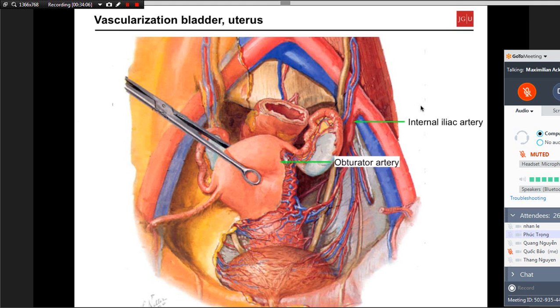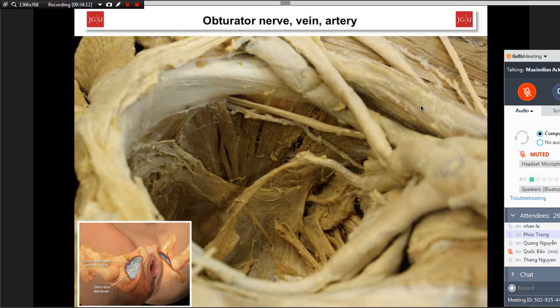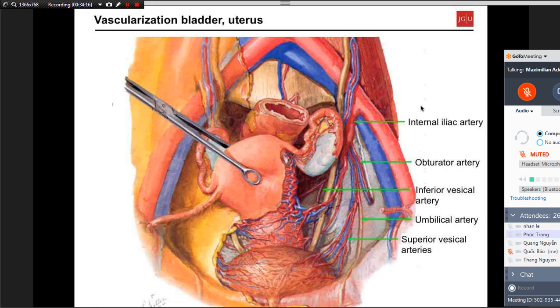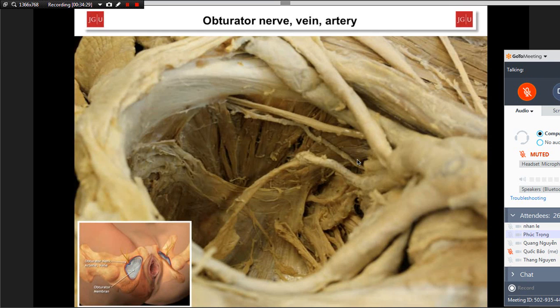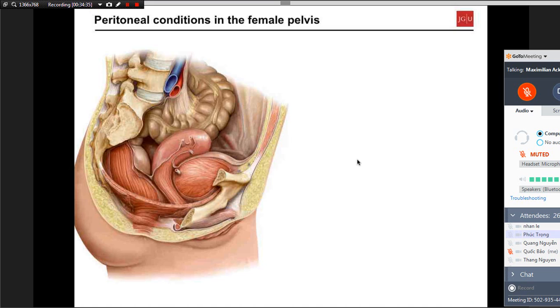Some words to the vascularization of the bladder and the uterus. So you have within the ligamentum latum a lot of blood vessels. These are the uterine blood vessels, which come directly from the internal iliac artery. Here next to the system, you find the obturator nerve and the obturator artery, just located next to the uterus itself.